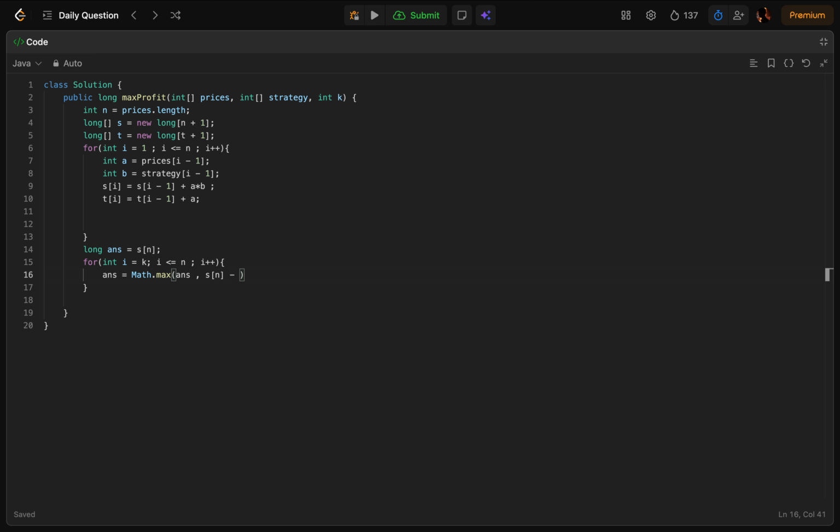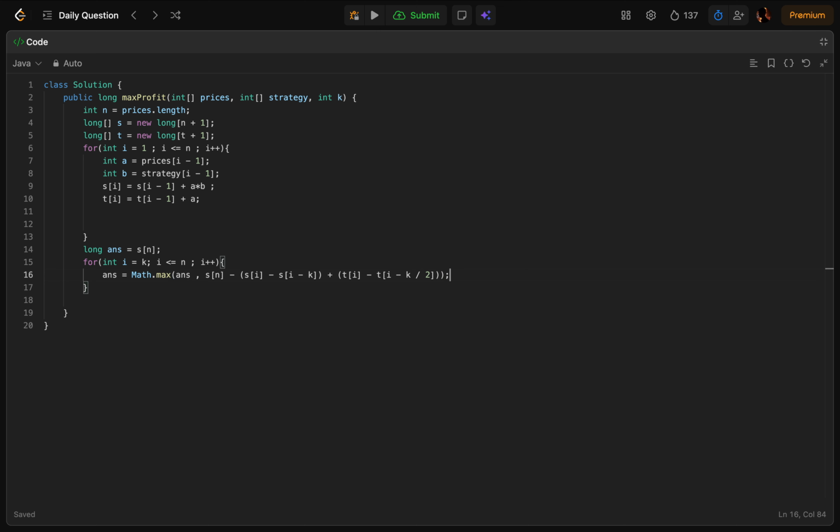So here we are using Math.max(answer, and then we are putting again a bracket to take the value of i within them and subtract them from s[i - k], and then we will be adding it to another bracket of t[i] minus t[i - k / 2], which is basically a division.